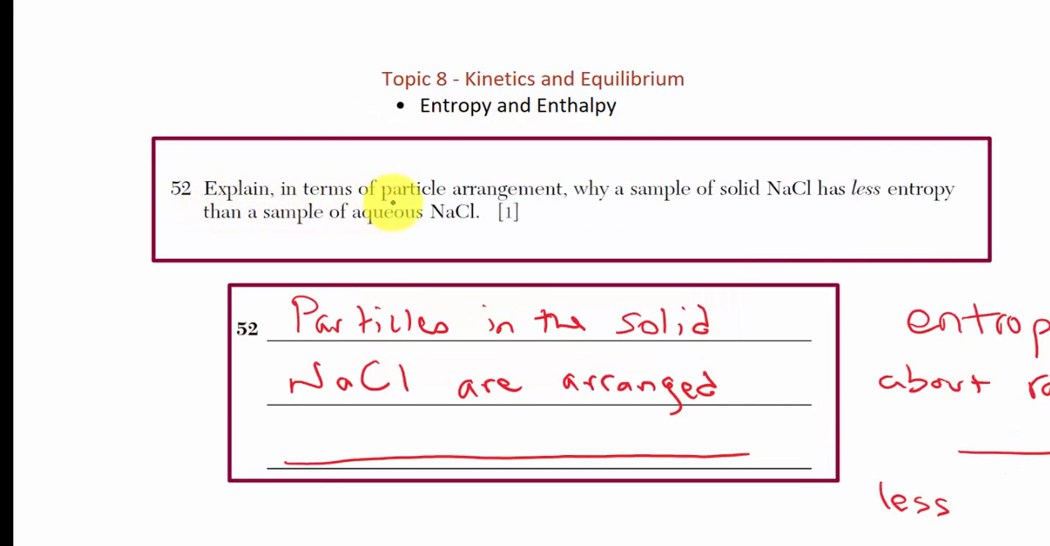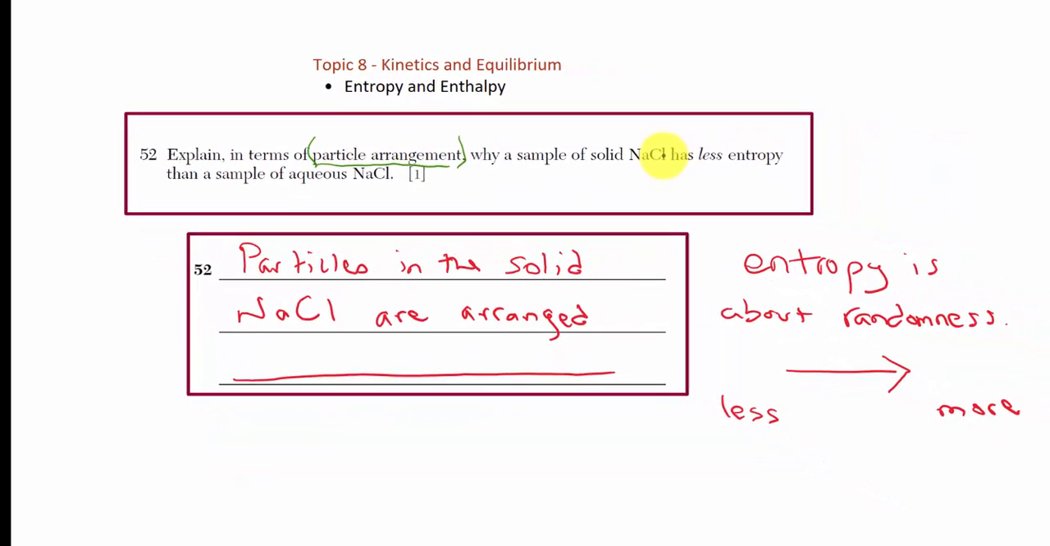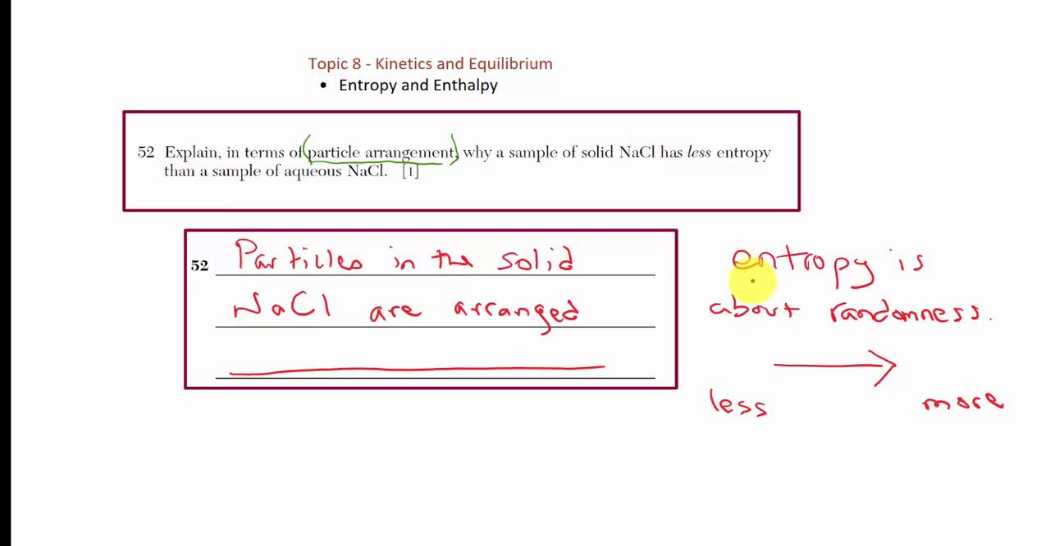Question 52. Explain in terms of particle arrangement why a sample of solid sodium chloride has less entropy than a sample of aqueous sodium chloride. Make sure in these types of questions, if they give you terms to use in your answer, take advantage of that, and please do use those terms. Now, we know that entropy deals with the randomness of the particles. Entropy is about randomness. And you should recall that solids have the least amount of randomness, and gases have the most.